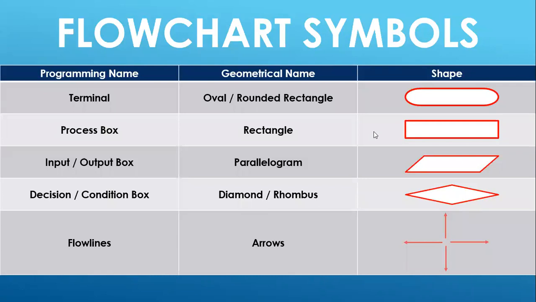The next thing is the process box. Process box means every type of calculation, every type of value assigning, means every type of task except 2 or 3 tasks. Every type of task is done in rectangles. The most important shape of a flowchart. Geometrically, it is known as a rectangle, not a square. In flowchart language, it is known as the process box.